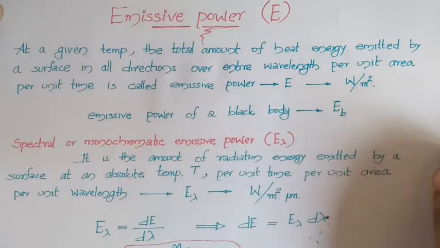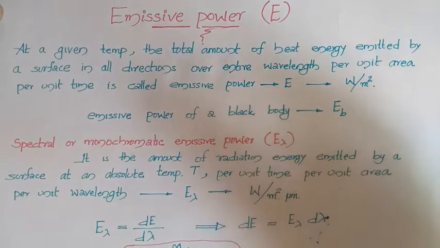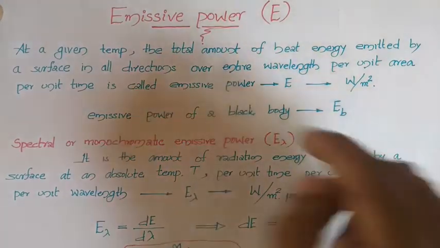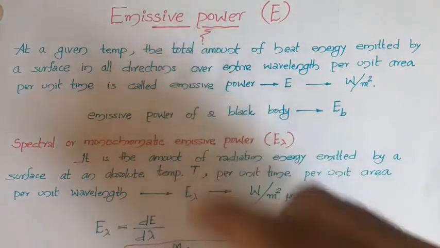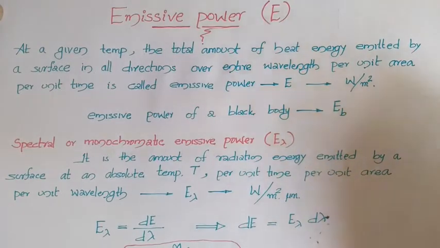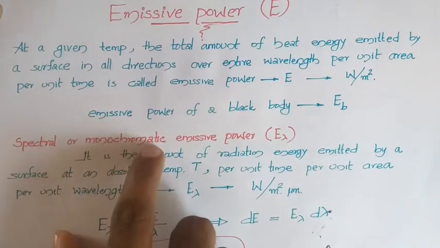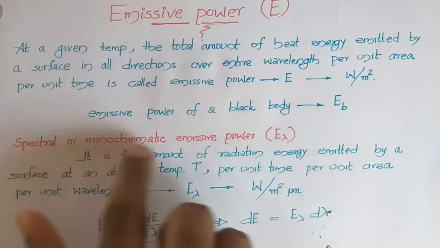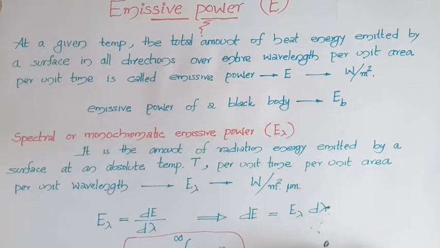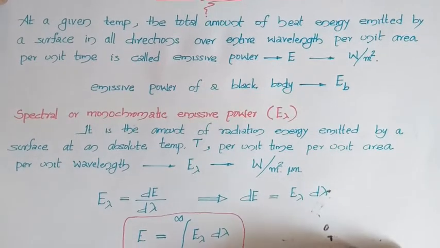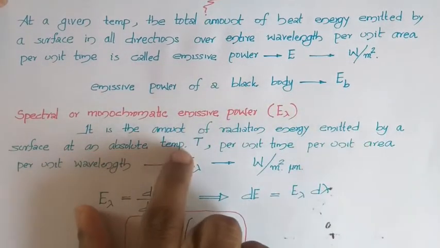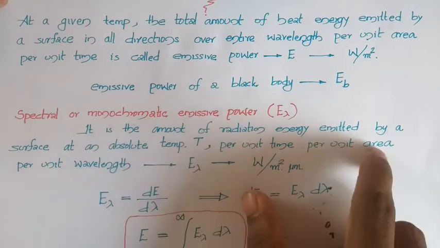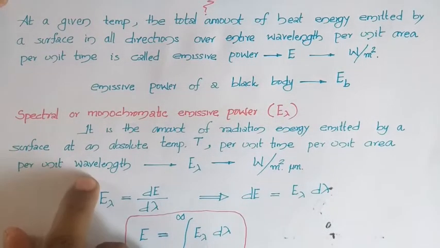And in the last video itself we mentioned that the irradiation, that means the incident energy, or this emitted energy, the emissive power, can be expressed for a particular wavelength. If you are specifying a particular wavelength, then it becomes spectral or monochromatic. So similar to the emissive power, you can define the spectral or monochromatic emissive power. This is simply the amount of energy emitted by a surface at absolute temperature T per unit time per unit area per unit wavelength.